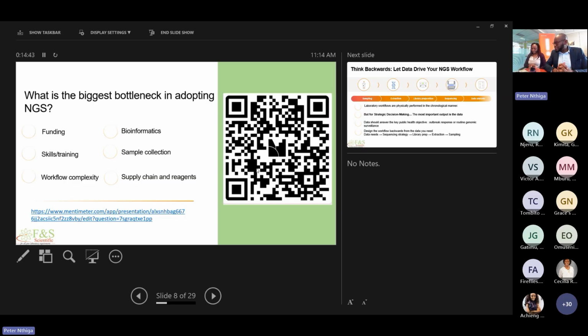Funding, okay. We have a funding response. Cost, okay. Skills training, okay. Supply chain and reagents. And if there's any other bottleneck that we've not highlighted here, please feel free to also include it in the chat. It will enable us to have more context on what are the real bottlenecks that affect us adopting NGS.